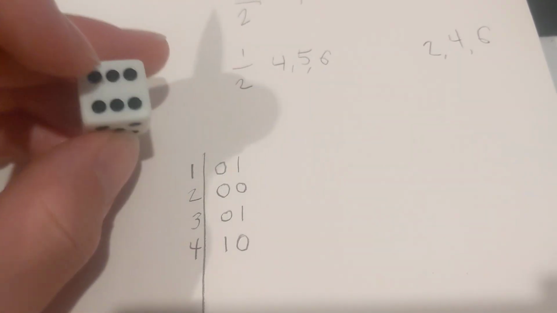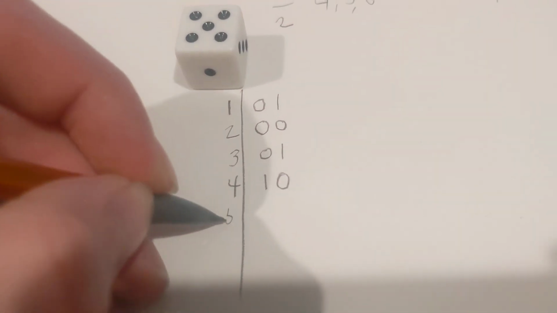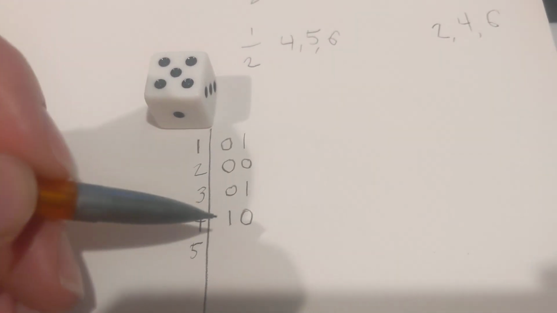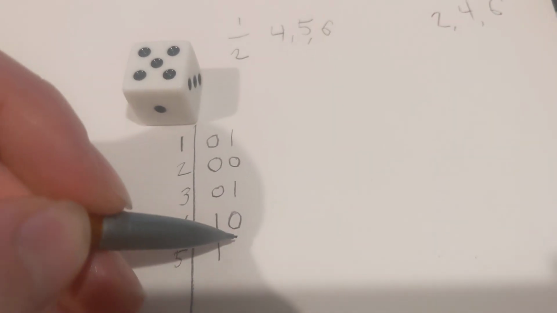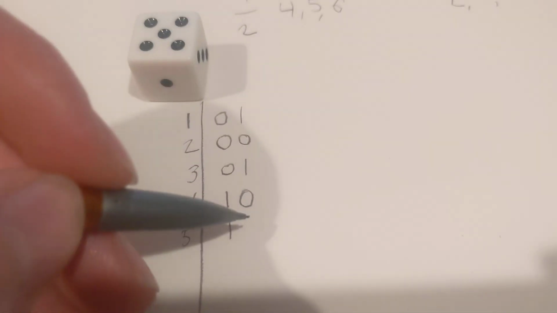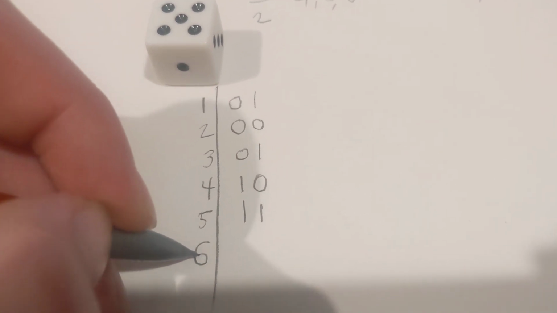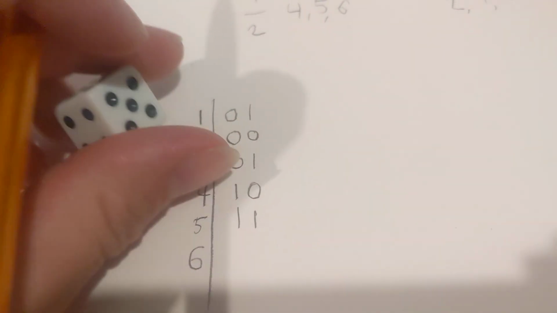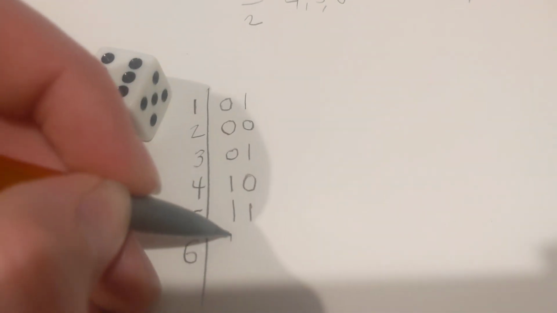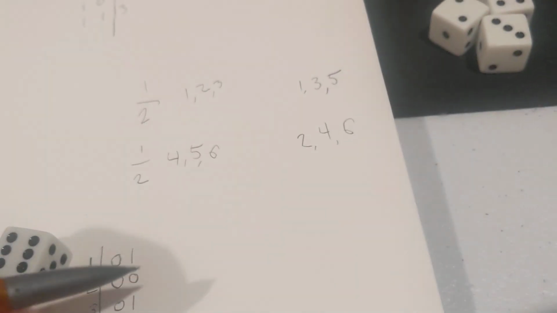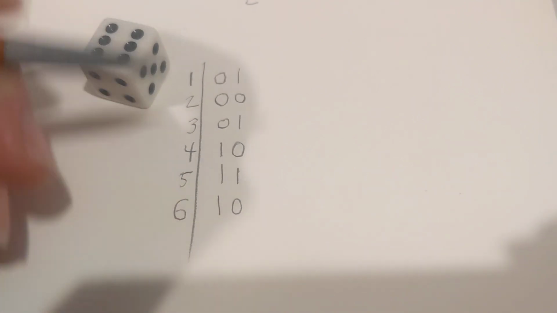Skipped over 4 there, but now let's say we have 5. Well, 5 is greater than 3, so we're going to have a 1, and it's odd, so we're going to have another 1. How about 6? Well, 6 is, of course, greater than 3, so we still have a 1 here, and it's even, so we have a 0 here.